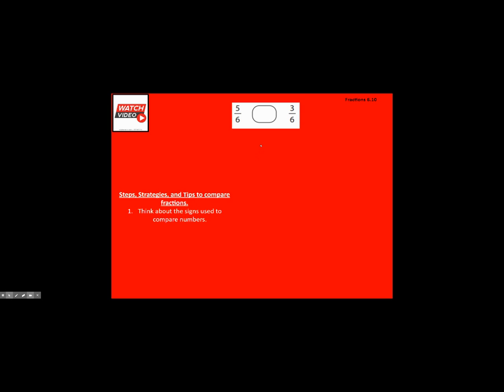Think about the signs we're going to use: less than, greater than, equal to. You've been using those for a long time. Second is look at the numbers and the relationships between your numerators and denominator. Okay, if you have the same denominators, you can just look at the numerators and see which number is bigger.